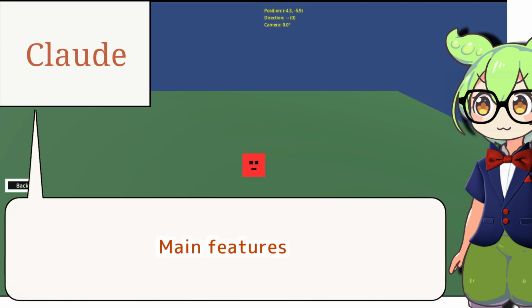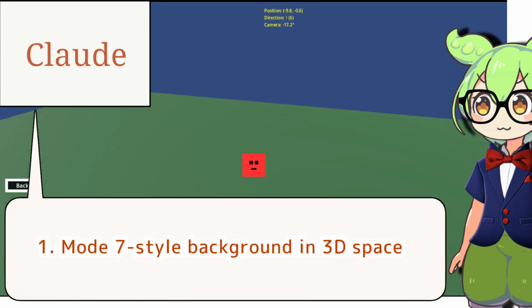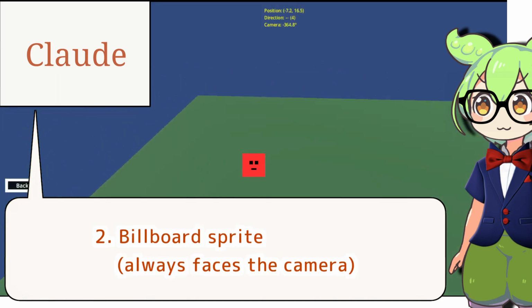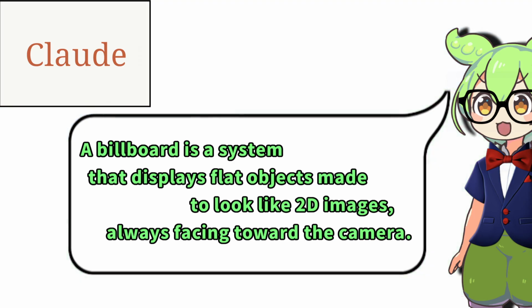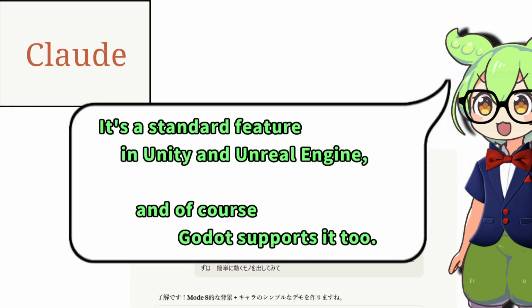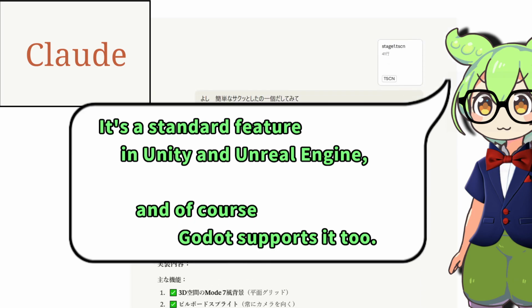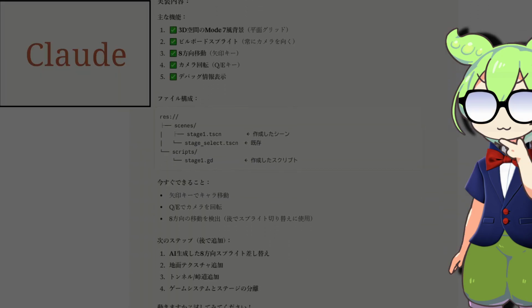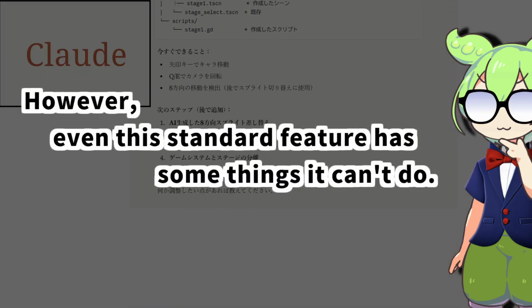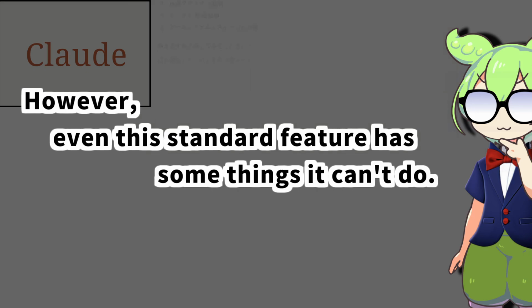Main features. 1. Mode 7 style background in 3D space. 2. Billboard sprite, always faces the camera. A billboard is a system that displays flat objects made to look like 2D images, always facing toward the camera. It's a standard feature in Unity and Unreal Engine, and of course Godot supports it too. However, even this standard feature has some things it can't do.